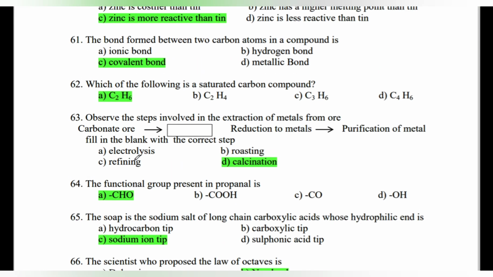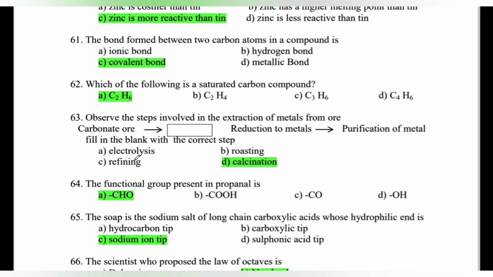Question number 63. Observe the steps involved in the extraction of the metals from the carbonate ore: reduction of metals, purification of metals. The correct answer or the correct box to be filled is option D, calcination. For carbonate ore, we use the calcination process, that is heating the ore in a limited supply of air.